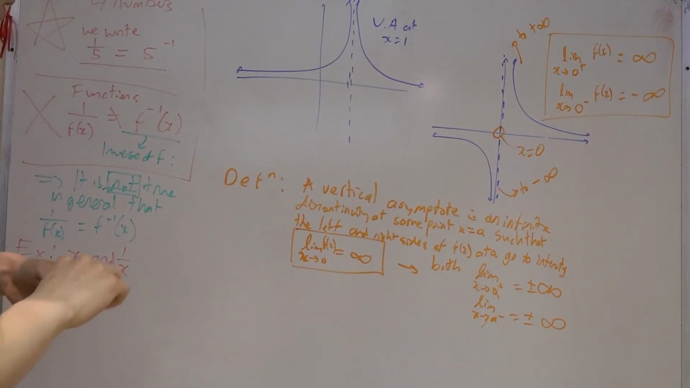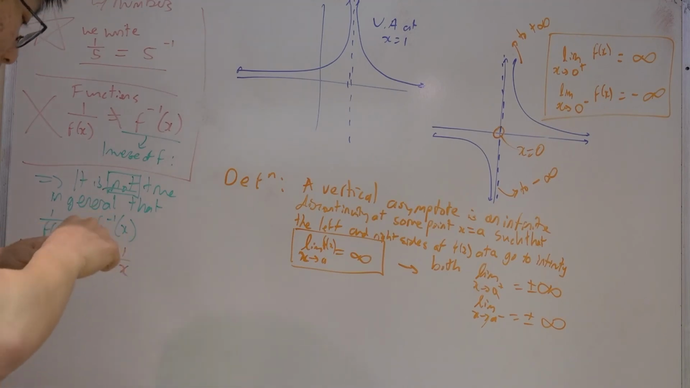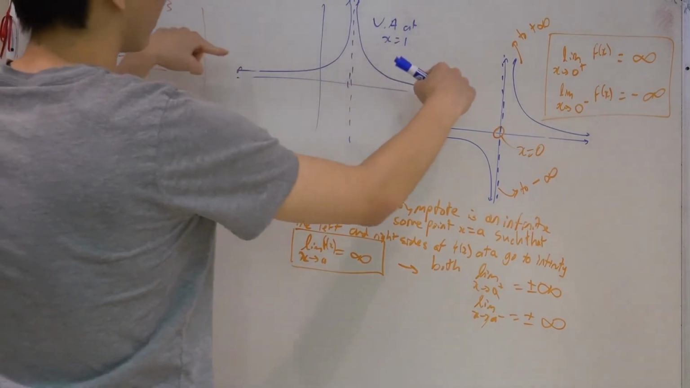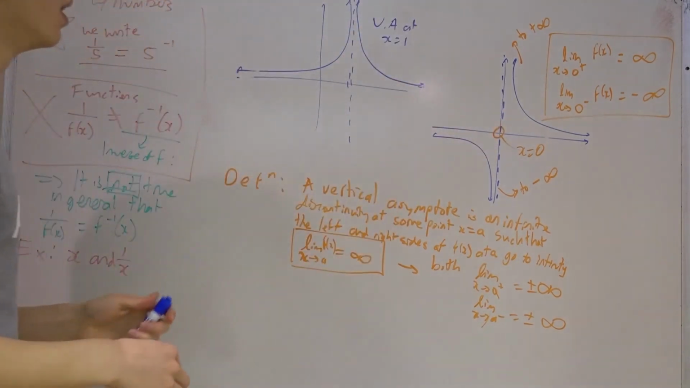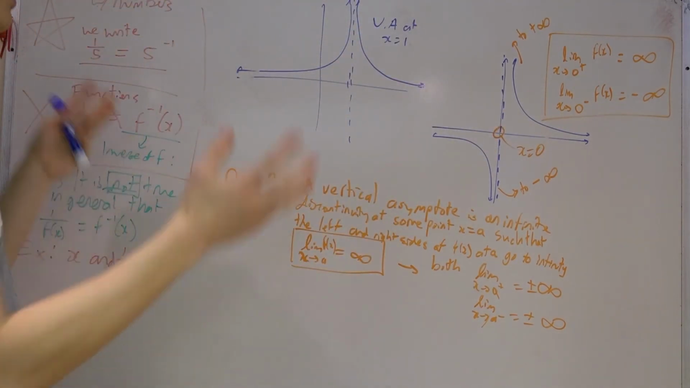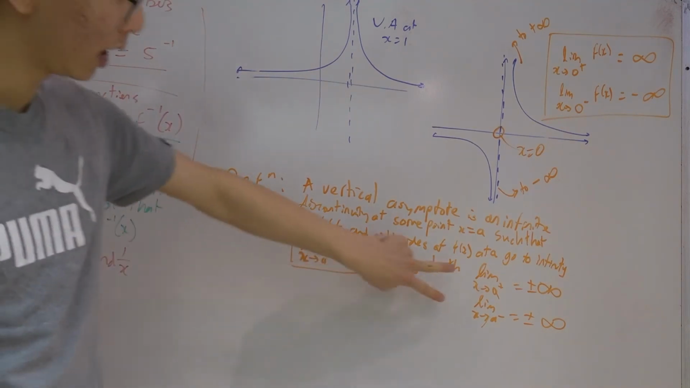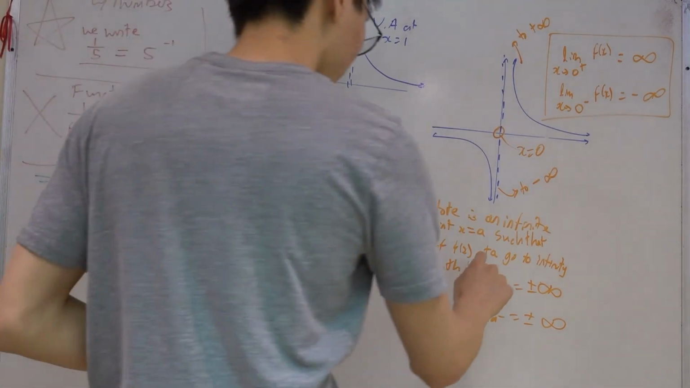Of course, the only other types are if this one went up and this one went down, or if both of these, instead of both going up, both went down. But essentially, it's an infinite discontinuity from both sides. That's your intuition. However, when I ask for the definition, you should give this. This is the actual definition.